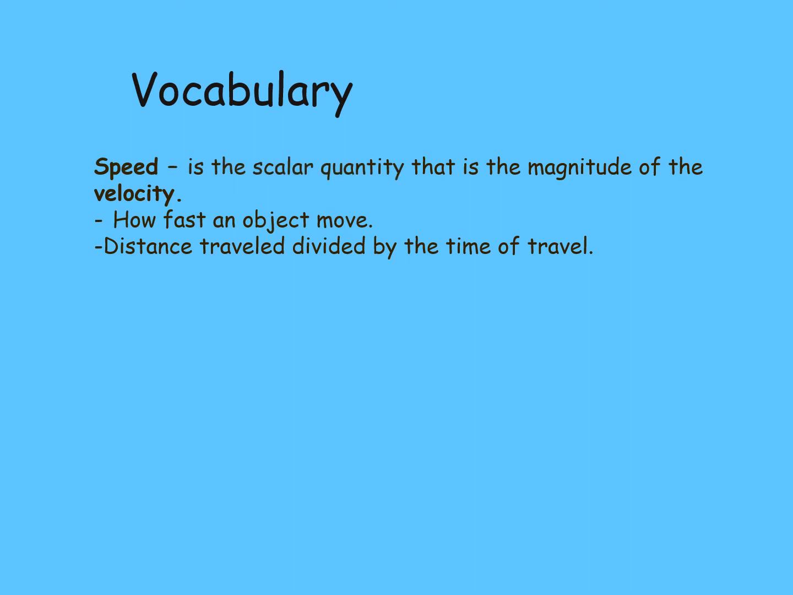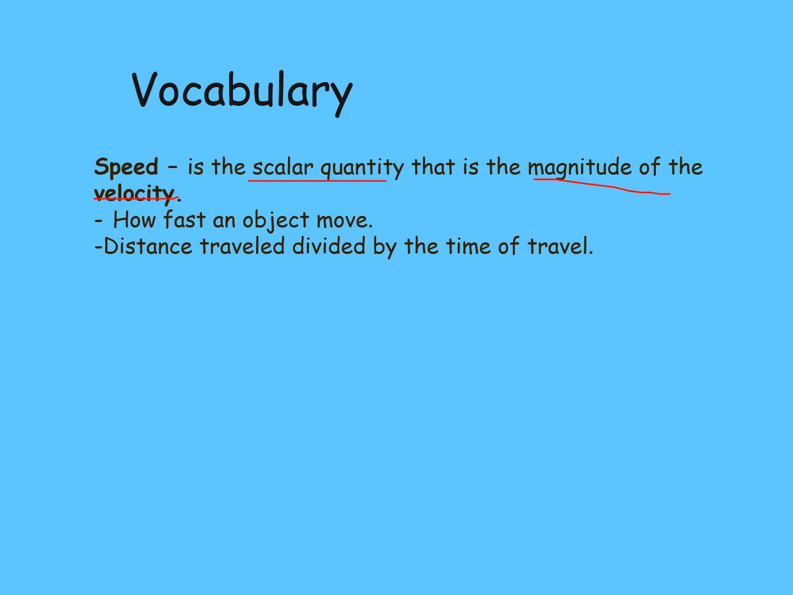Let us continue. Before we start calculating speed, distance, and velocity, we need to define first the three important words in the topic. We have here the first word, speed. So what is speed? Speed is the scalar quantity that is the magnitude of the velocity. It is a scalar quantity.